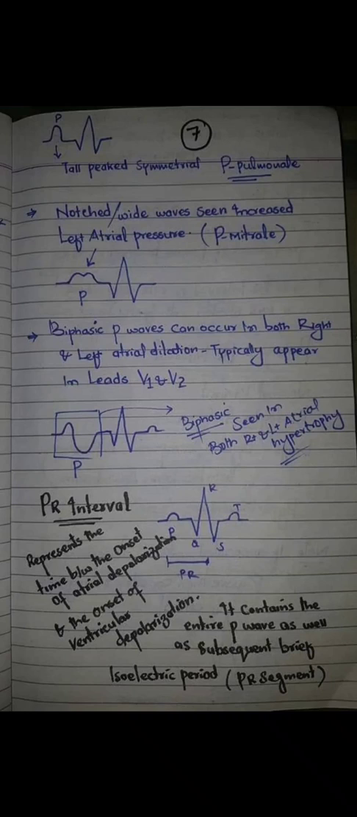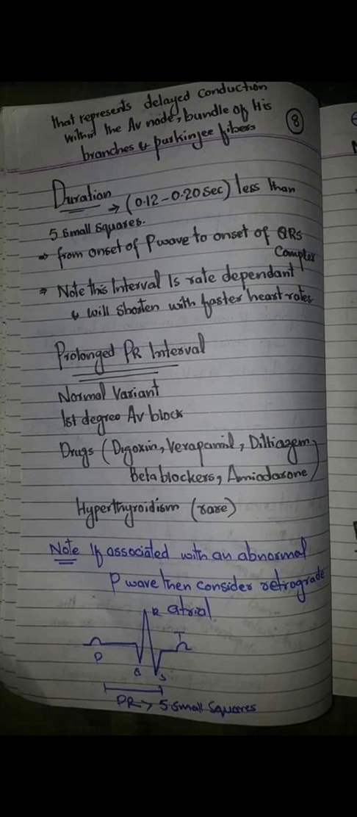The PR interval represents the time between the onset of atrial depolarization and the onset of ventricular depolarization. It contains the entire P wave as well as the subsequent brief isoelectric period, the PR segment. As you see in this picture, it represents the conduction delay within the AV node, bundle of His, and branches of Purkinje fibers. The duration is 0.12 to 0.2 seconds, less than 5 small squares from onset of P wave to onset of QRS complex. Note this interval is rate dependent. It will shorten with a faster heart rate.